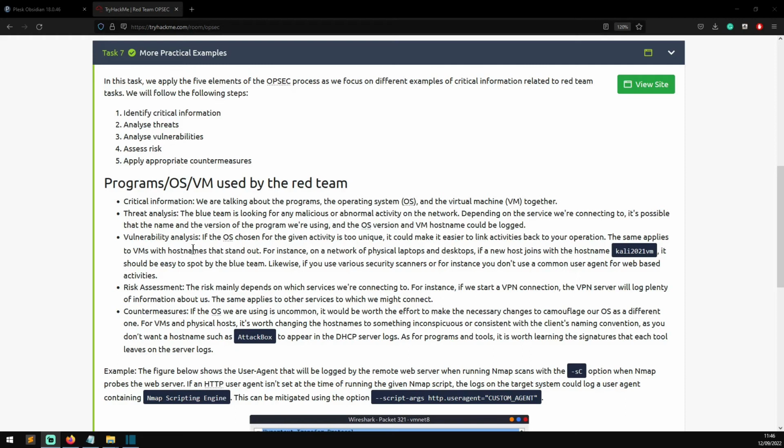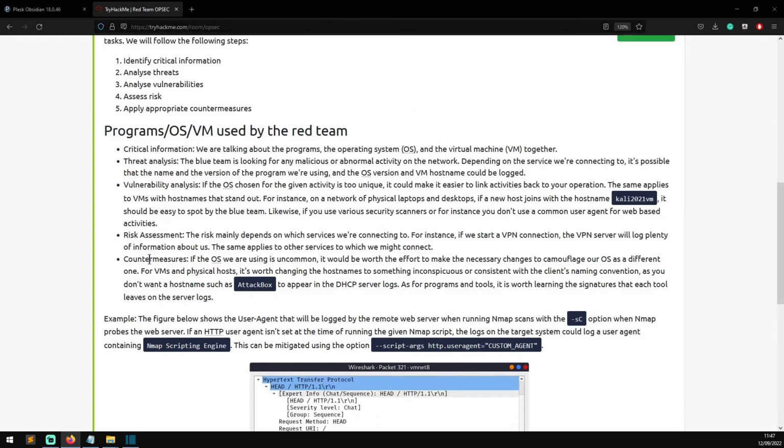Vulnerability analysis. If the OS chosen for the given activity is too unique, it could make it easier to link activities back to your operation. The same applies to VMs with host names that stand out. For instance, on a network of physical laptops and desktops, if a new host joins with a host name Kali 2021 VM, it should be easy to be spotted by the blue team. Likewise, if you are using various security scanners, for instance, and you don't use a common user agent for web-based activities. Yeah, so if the user agent stands out, it's easily detectable.